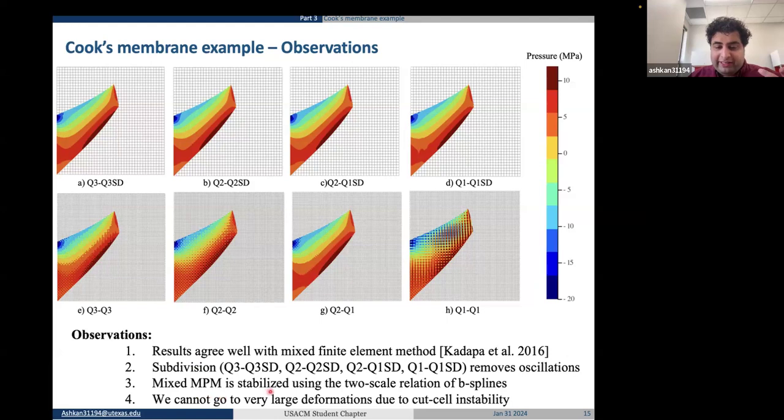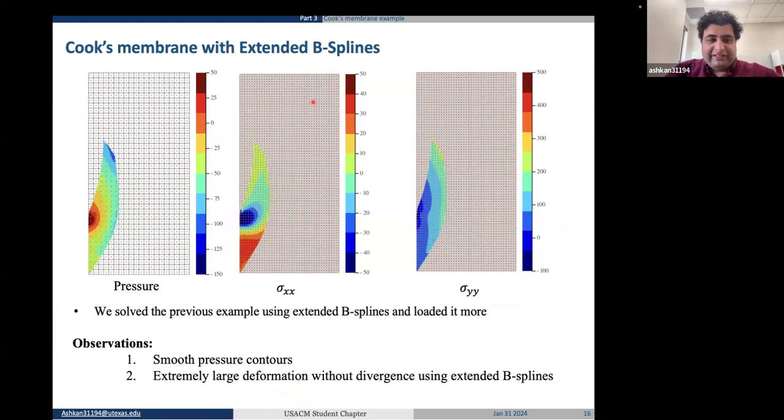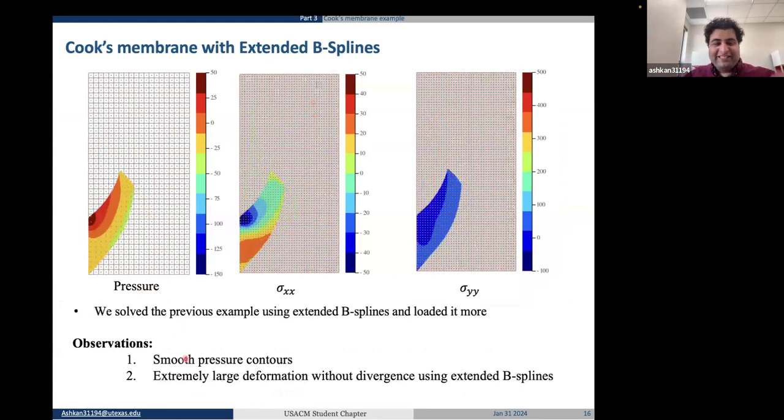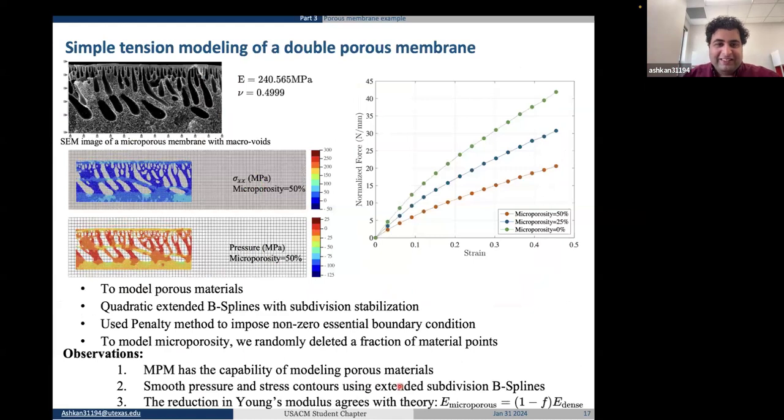But we cannot go to very large deformation. These simulations after some steps fail because of the cuts and instability. We solved the same example using extended B-splines, and now you can see how much large deformation we can impose to the problem. It's exactly the same simulation. We see again a smooth pressure, stress contours, and extremely large deformation without any divergence using extended B-splines.